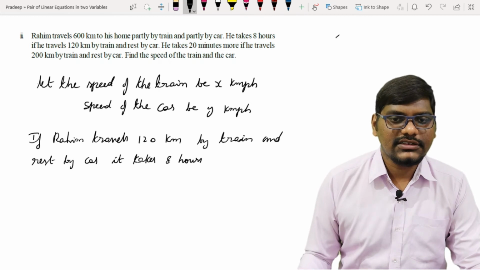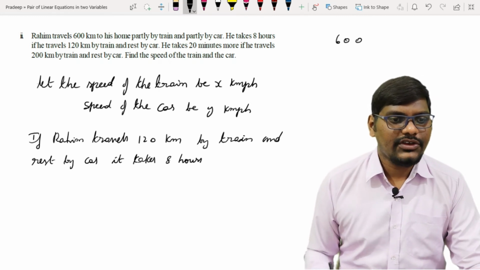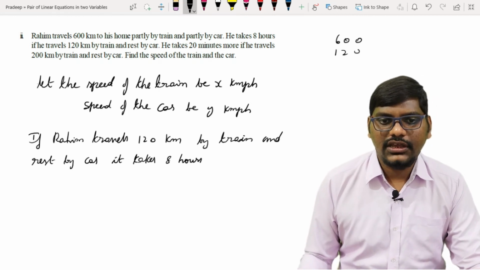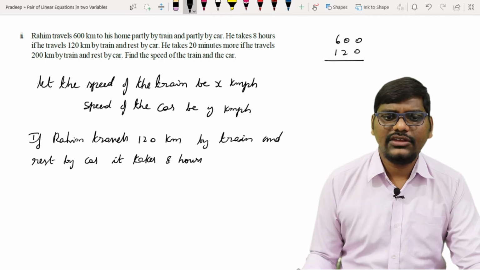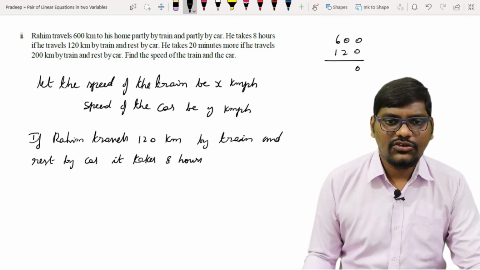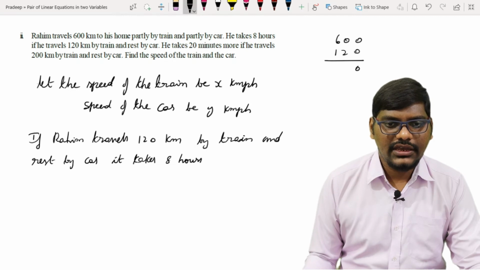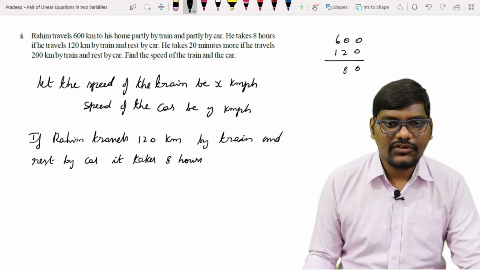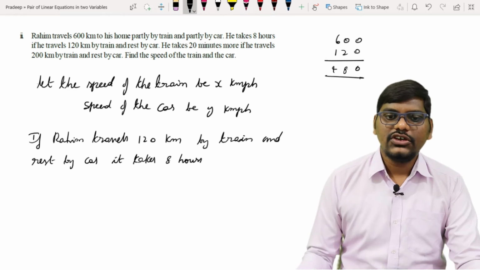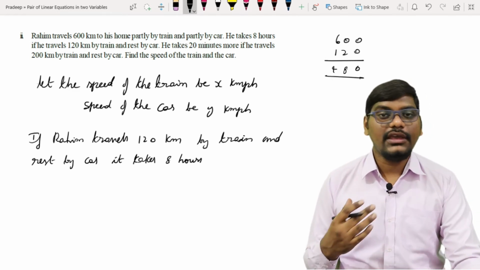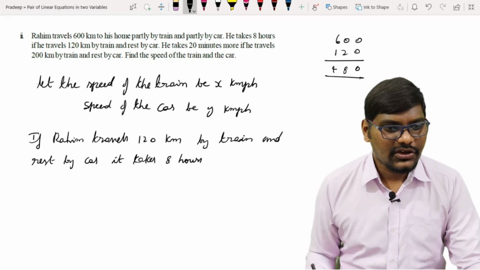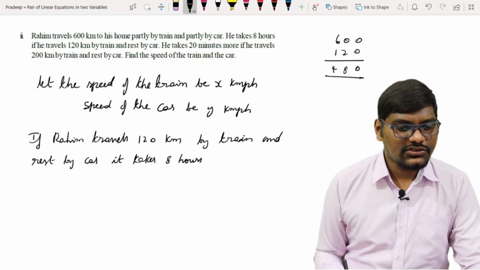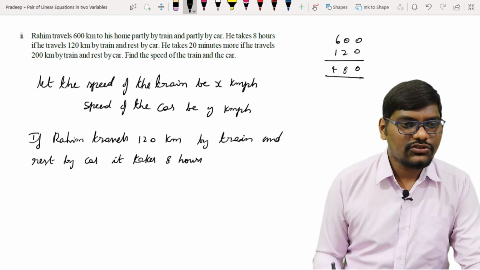Okay, so they didn't give what is the distance the car has traveled, but simply we can understand the total distance is 600 kilometer. In train if he is traveling 120 kilometers, so what could be the remaining? Simply this is 0 minus 0, this is 10 minus 2, 8, and this is 1 has taken borrow, so 5 minus 1 is 4, that is 480 kilometers. So he's traveling 480 kilometers by car in the first case. Okay, so we'll write these all things. So I can write here according to the given things.